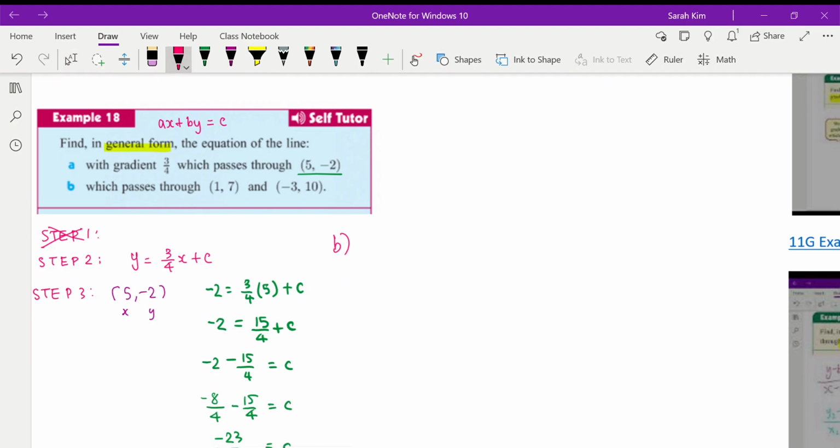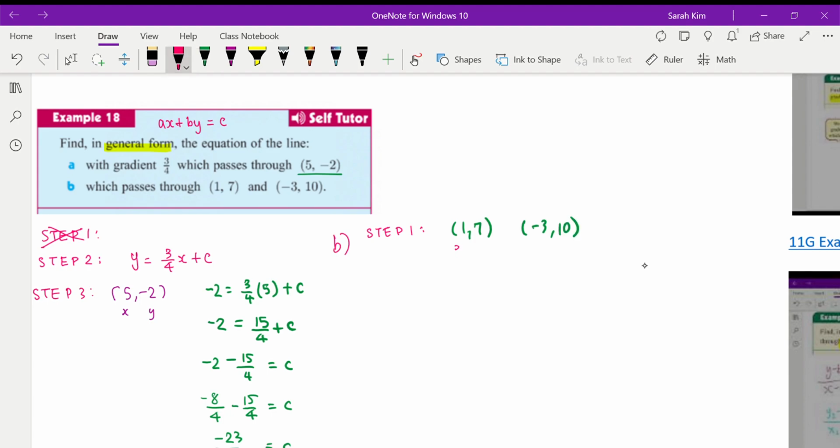So I'm going to run through step 1, 2, 3 really quickly. Step 1 is to find the gradient. I'm not going to write the wording of the steps, but just scroll back up and have a look at it. So in order to find the gradient, I use the equations 1, 7 minus 3, 10.